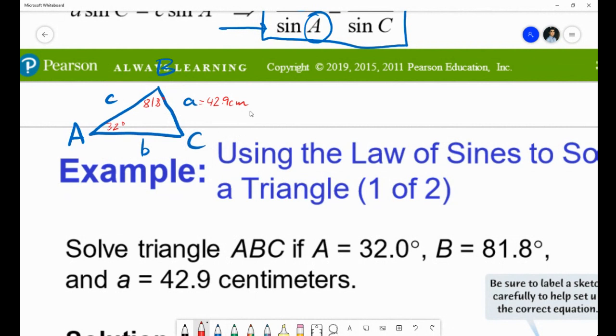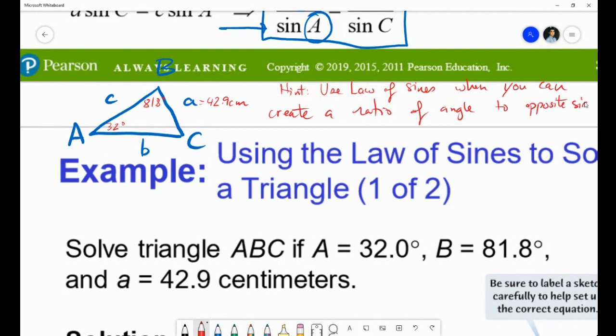Okay, so now let's talk about how do we know to use the law of sine instead of something else. Later on, we're going to look at the law of cosine. So how do we distinguish the difference between the two, and how do we know when to use the law of sine? So here's a hint. Use law of sine when you can create a ratio of the angle to the opposite side. All right, so what I mean by that, here I have angle A, here you are given side A. So that means I have a ratio that I can use in law of sine.